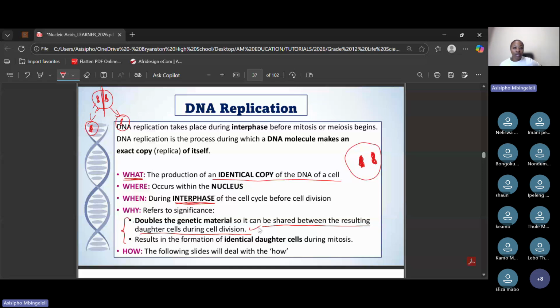Let's look at what we've covered. We've covered the what. What is this process? This is when DNA makes a copy of itself. Where does it take place? It takes place in the nucleus of the cell. When exactly does it take place? During interphase. Why is it important for this process to take place? To double the genetic material so that it can be shared between the daughter cells during cell division. Okay, so we have all of those 4 points now.